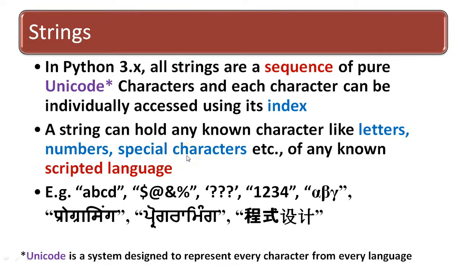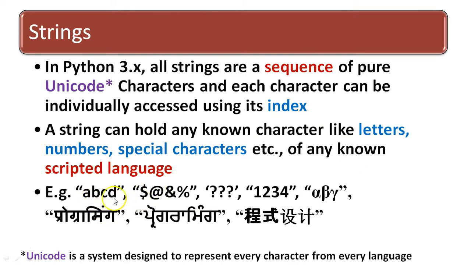Now after numbers, we are going to talk about strings. In any version of Python, like 3.x, meaning 3.1, 3.2, 3.3, 3.4, 3.7, 3.8, everything, all strings are a sequence of pure Unicode characters. Unicode, as you know, is a system designed to represent every character in every language around the world. Each character can be individually accessed using an index, meaning the position of that character. So a string can hold any known character like a letter, number, special character, in any known scripted language.